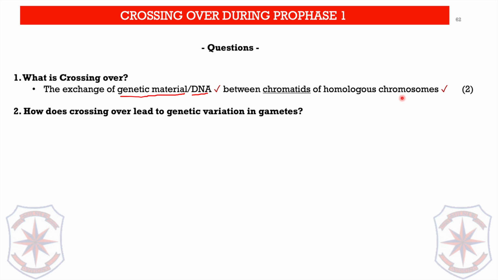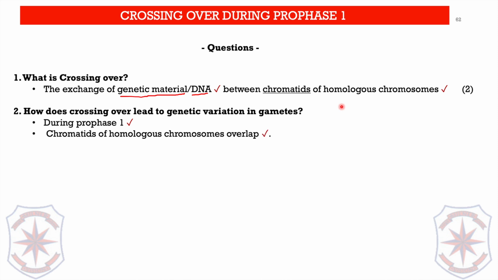Question number 2. How does crossing over lead to genetic variation in gametes? What this question is asking is, how does crossing over lead to the gametes being different from each other as they result from meiosis? This is how you are going to answer this question, and I will show you on the following slide how this happens. So the answers are: during prophase 1, for 1 mark, chromatids of homologous chromosomes overlap.